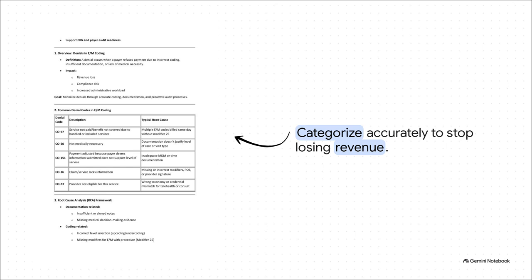Whether it's a coder error, a provider documentation gap, or a payer policy shift, knowing the root cause dictates your counterattack. Actually, if you don't categorize the root cause accurately, you're basically just running on a hamster wheel, making the exact same mistakes and losing the exact same revenue over and over again.